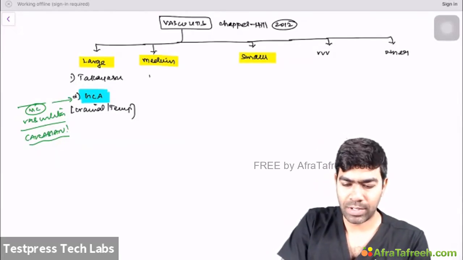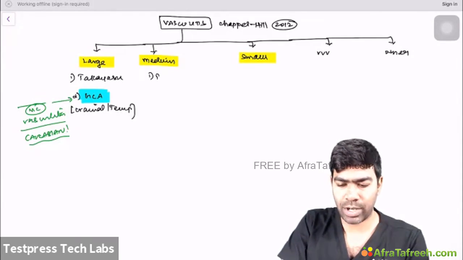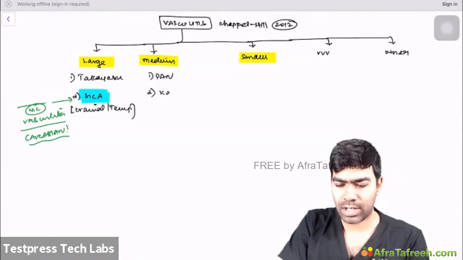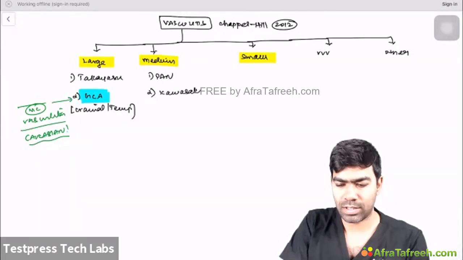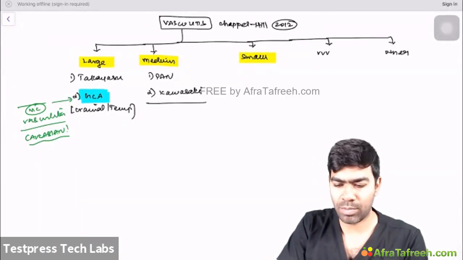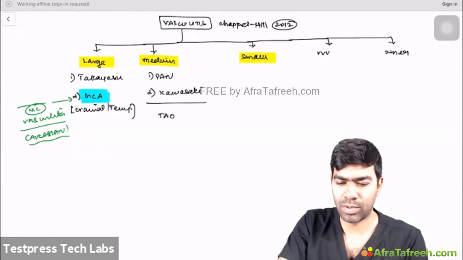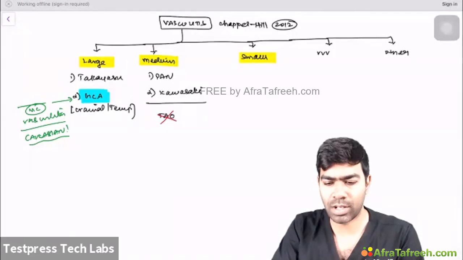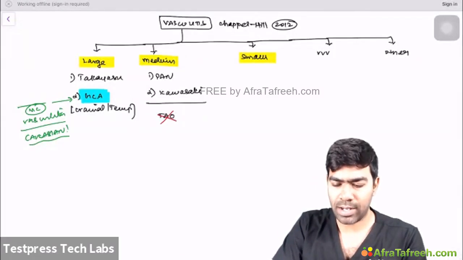Then going to the medium vessel vasculitis, we have only 2 right now. That is polyarteritis nodosa, and the second one is Kawasaki disease. So both are medium vessel vasculitis. But remember, previously there was a disease called TAO. This was removed from the classification now, that is thromboangiitis obliterans, otherwise called Buerger's disease. Then we had something called primary Raynaud's.